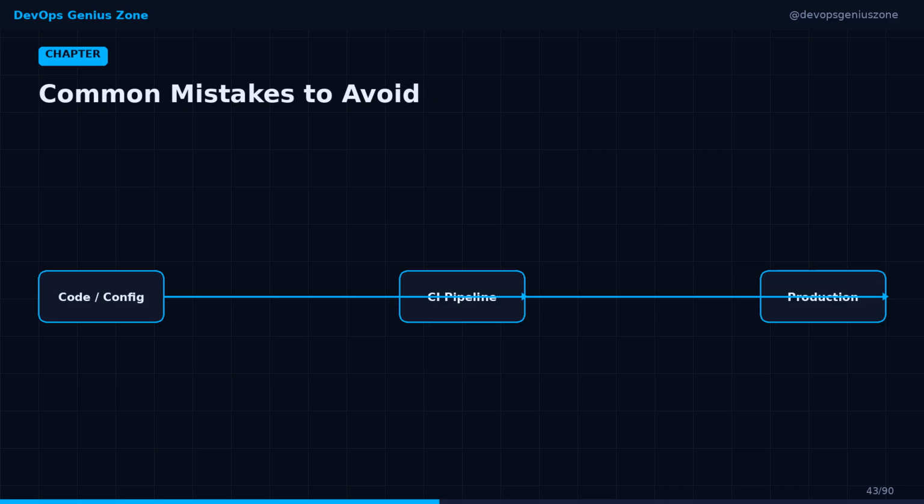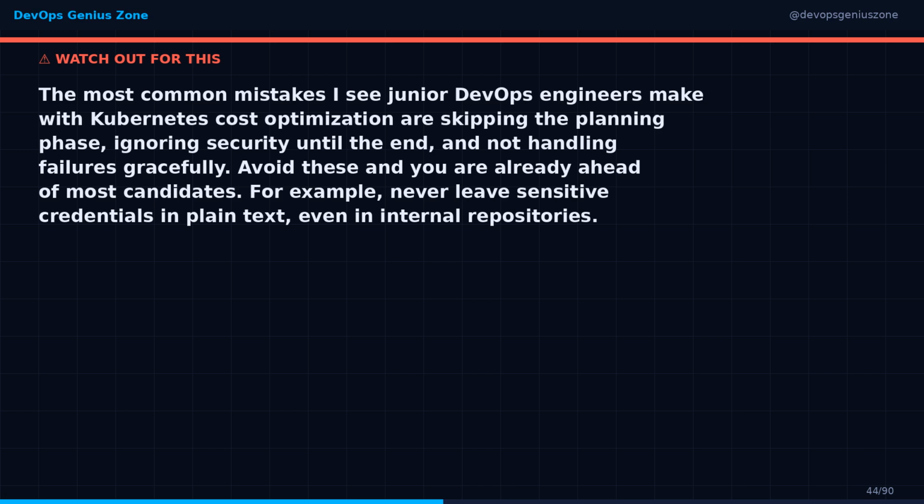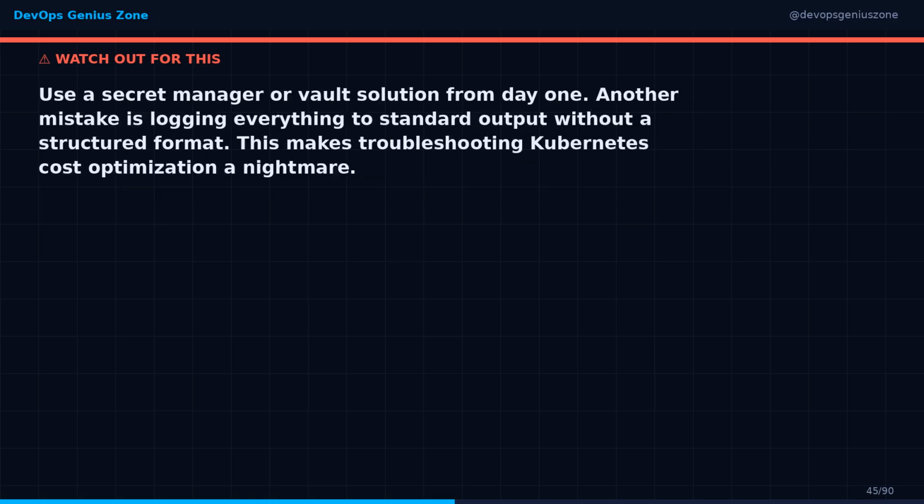Another mistake is logging everything to standard output without a structured format. This makes troubleshooting Kubernetes cost optimization a nightmare. I've seen outages prolonged for hours because the logs were unusable. Spend time on your logging strategy from the start. A more subtle mistake I see, even from engineers with a couple of years of experience, is treating Kubernetes cost optimization as a one-time setup task instead of an ongoing practice.